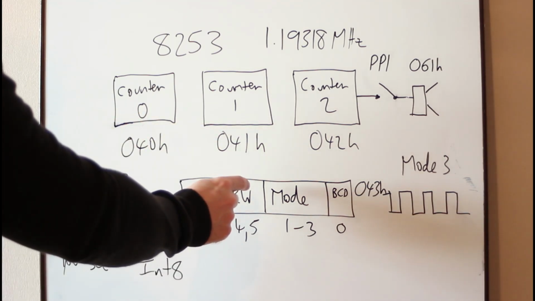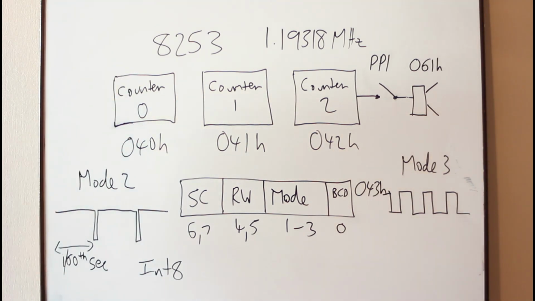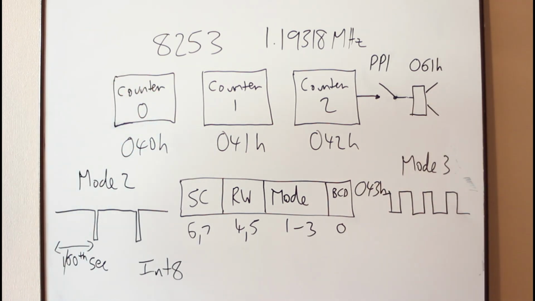And if I have 2 in here, then it will update the high byte of the counter, and if I have 3 in here, it's going to expect me to do 2 writes, first for the low byte, then for the high byte.